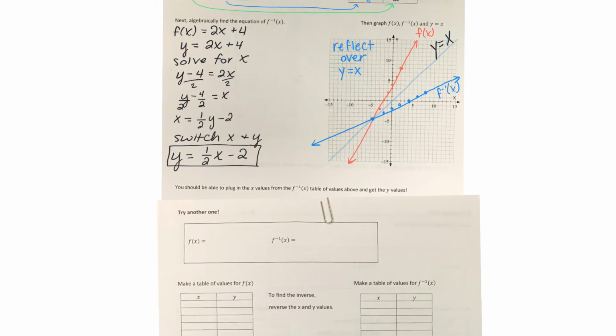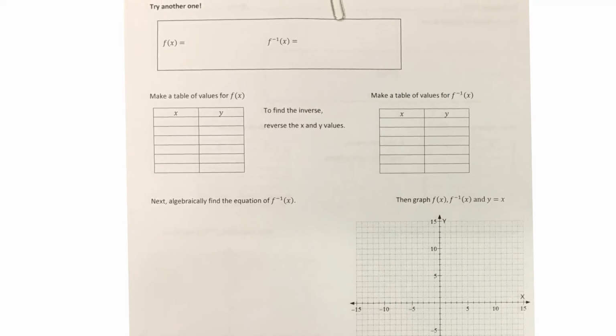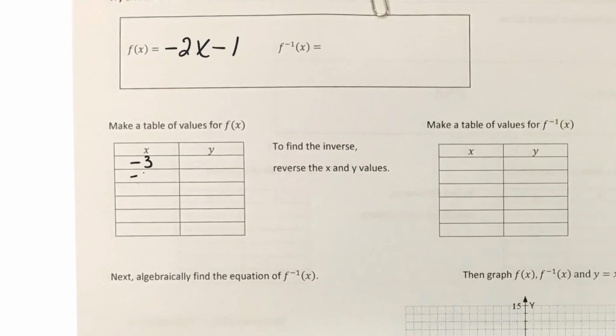Okay, let's take a look at one more example. Let's look at f of x equals -2x minus 1. So this is our original function. Let's make ourselves a little table of values, nothing too crazy. Let's say -3, -2, -1, 0, 1, and 2. So if I plug that in, I get 6 minus 1 is 5, and 4 minus 1 is 3, and 2 minus 1 is 1, 0 minus 1 is -1, -2 minus 1 is -3, -4 minus 1 is -5.